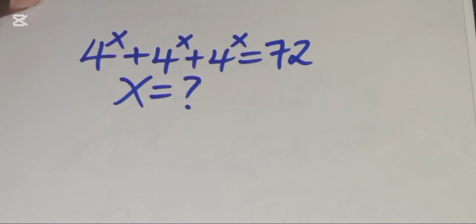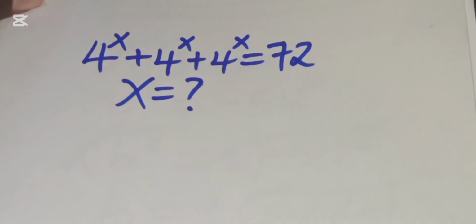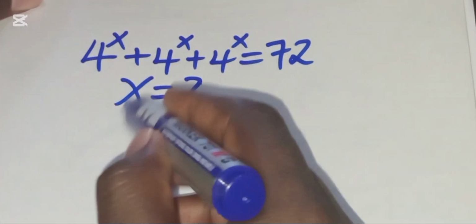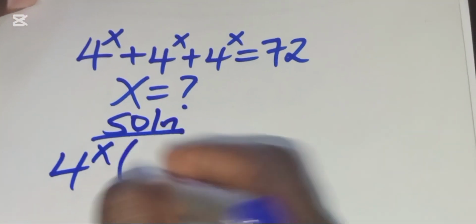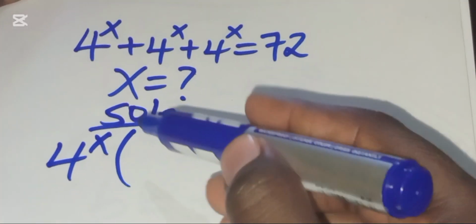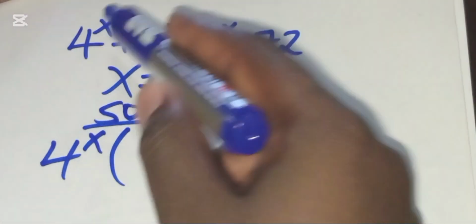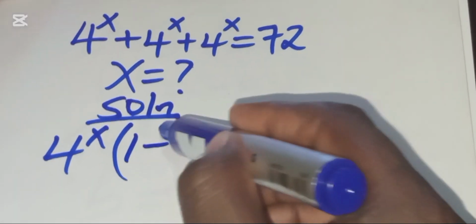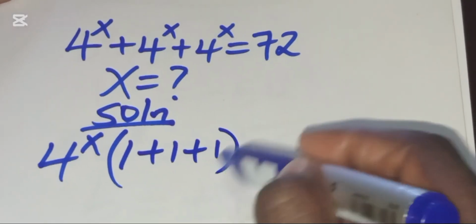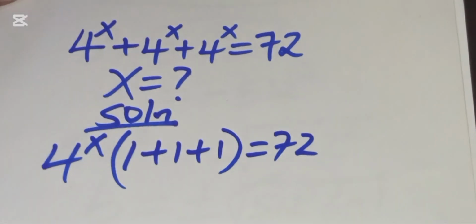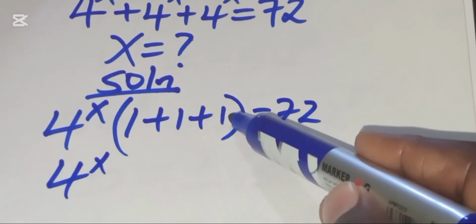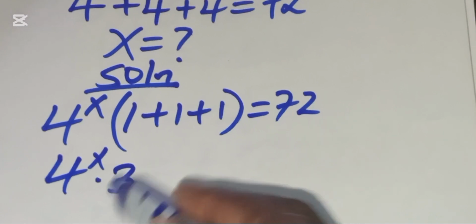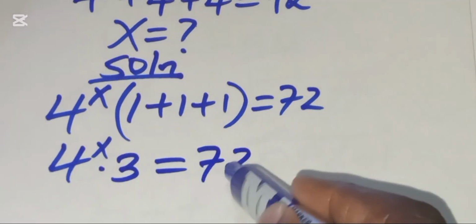Which is 4 raised to power x plus 4 raised to power x plus 4 raised to power x. Now from what we have here, we have 4 raised to power x, which is common. We can factor out 4 raised to power x, so that we'll have 4 raised to power x times 1 plus 1 plus 1, which is equal to 72. This is 1 plus 1 plus 1, which is equal to 3, and that equals 72.